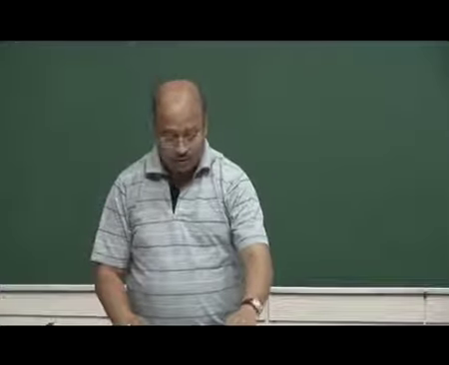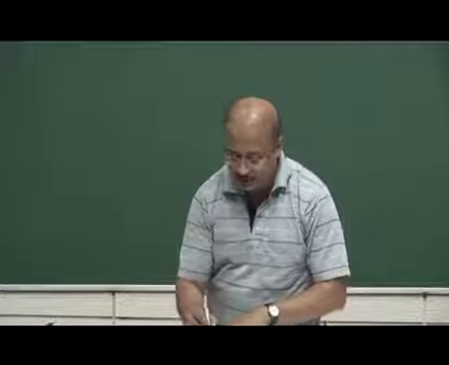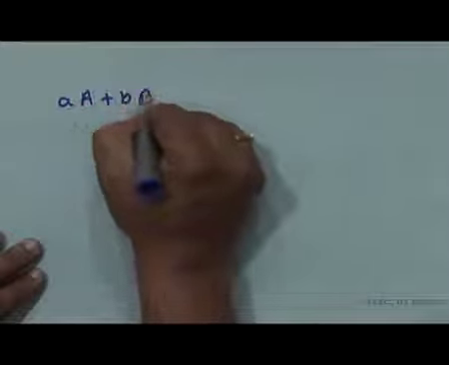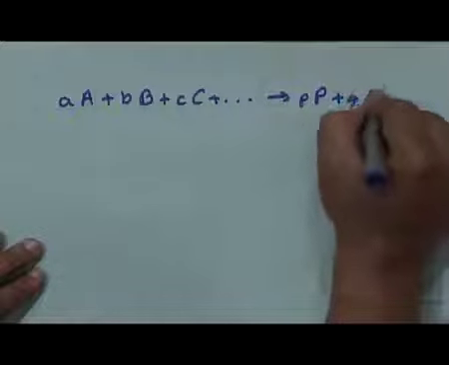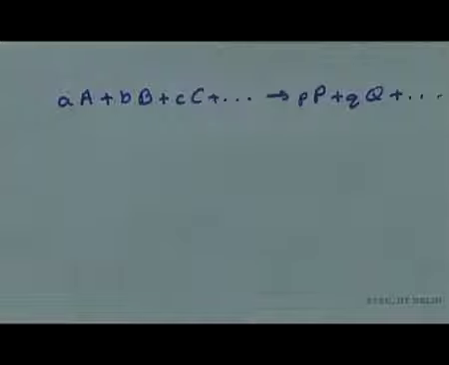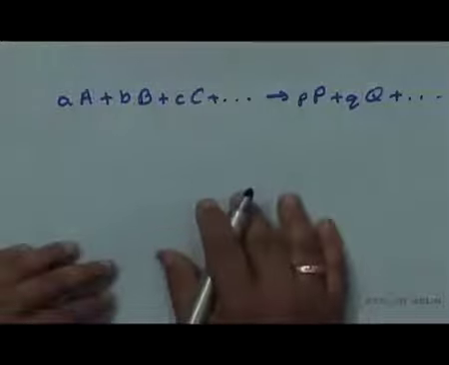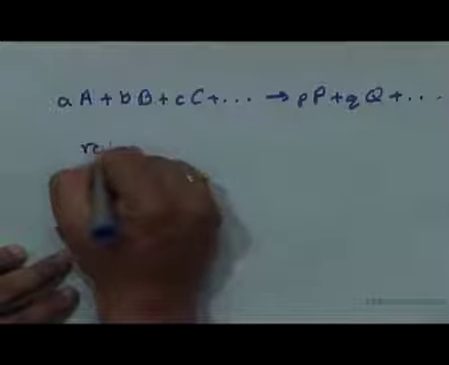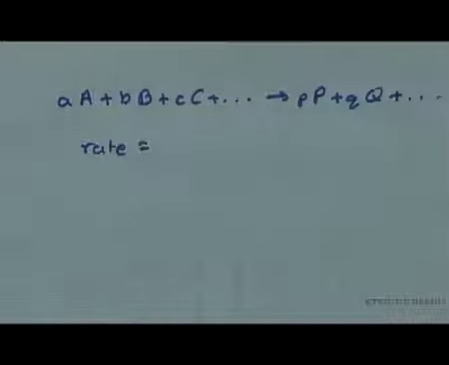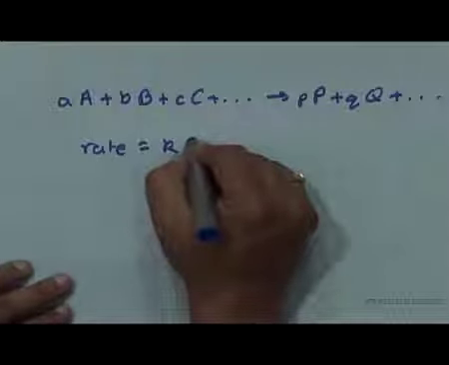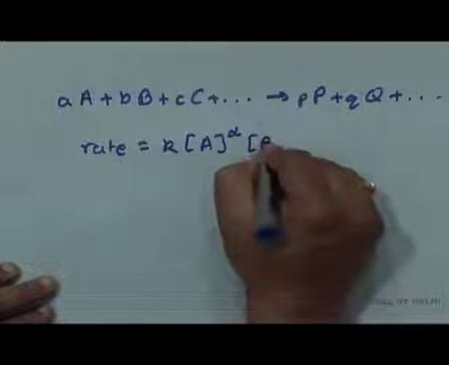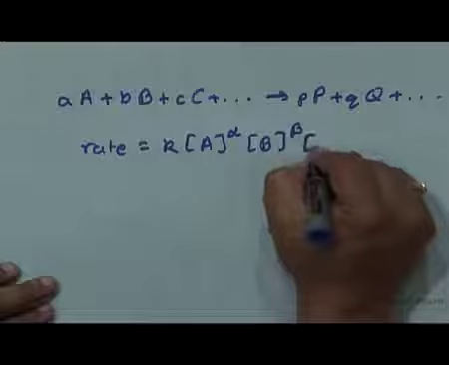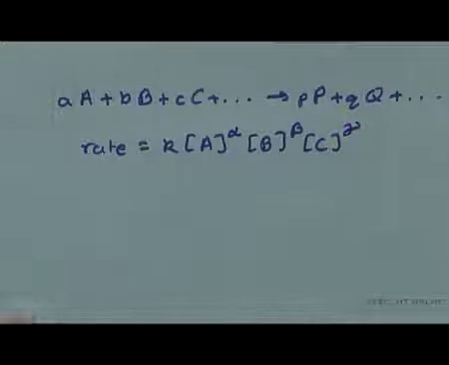What we can now generalize, saying that if I have a very general equation of the type A plus B plus C going to P plus Q plus so on, then I can say that the rate expression or rate equation is equal to K, the rate constant, times the concentration of A raised to the power alpha, the concentration of B raised to the power beta, the concentration of C raised to the power gamma, and so on and so on.